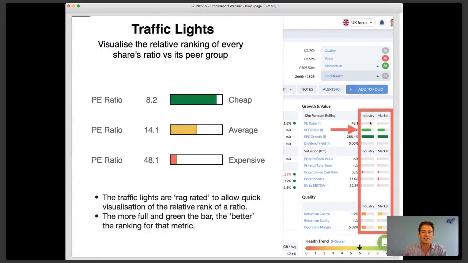So the traffic lights give you a quick visual indication of the relative ranking of a share's ratio against its peer group. If a ratio is good, for example if the PE ratio is cheap, this will be wide and green. If it's average, it'll be amber. If it's expensive, just like this one is, it's very thin and red. So you get this very, very quick visual indication of basically a stock's key fundamentals. And I think that's just fantastic. Very, very useful.